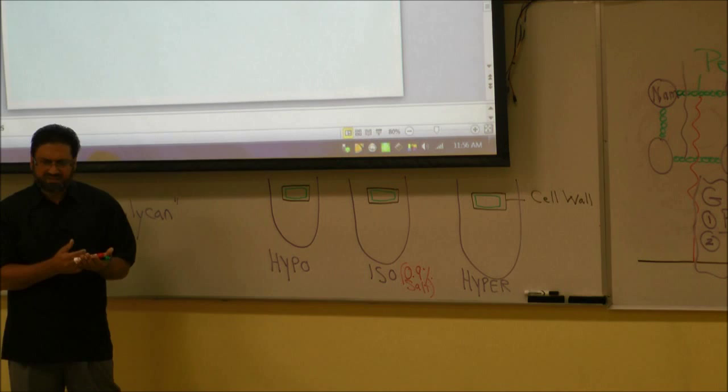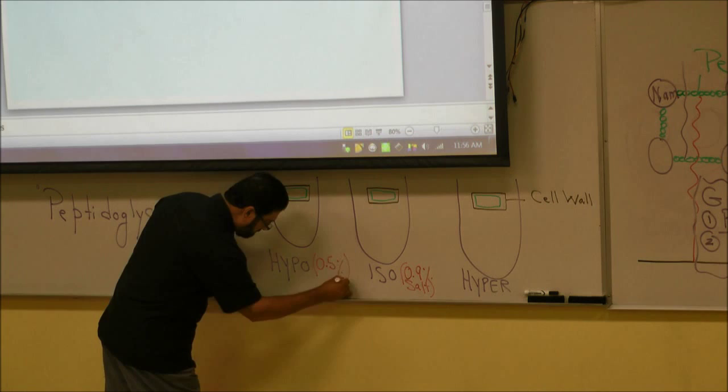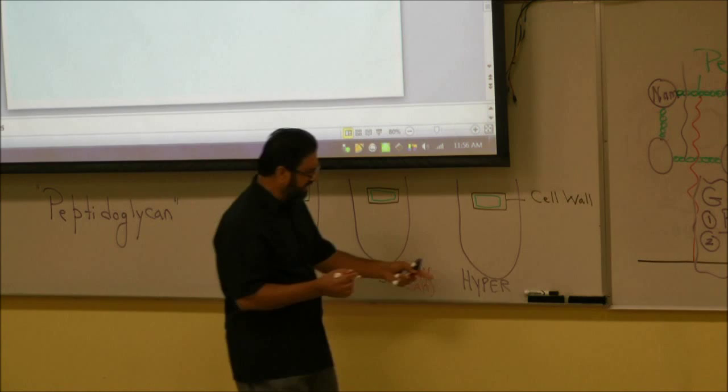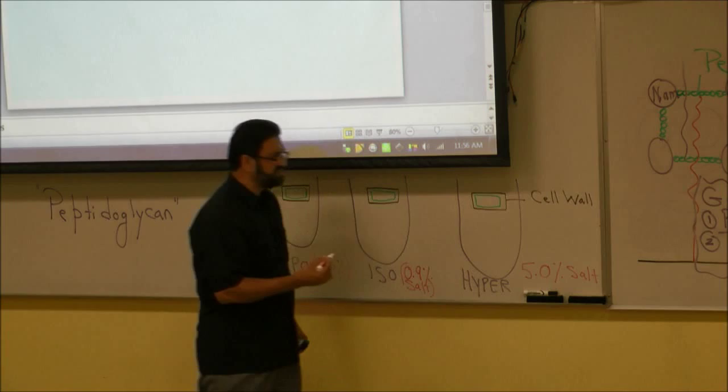So 0.5%, okay? 0.5% will make it hypo. And here hyper, okay, let's say 5%. 5.0% salt. Hypertonic.